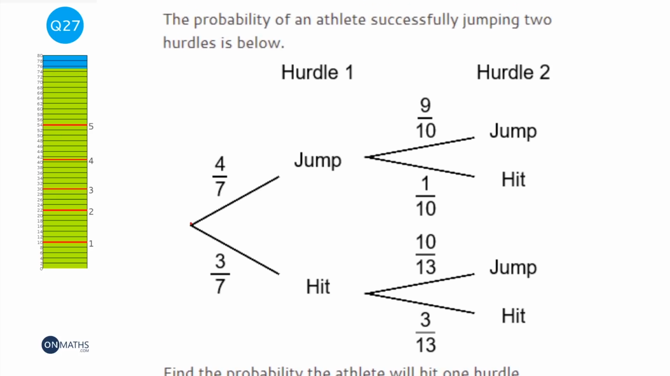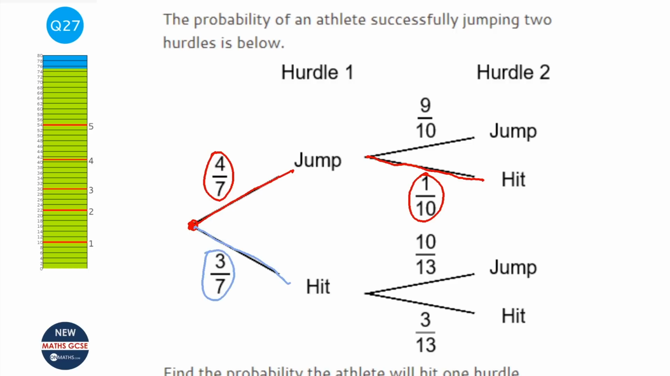Okay, so we start here, and if he jumps the first one, then we're looking at him hitting the second one, because he has to hit a hurdle. So we're looking at him hitting the second one. If, however, he hits the first one, he can't hit the second one, otherwise we'll end up hitting 2 hurdles, and it says it will hit 1 hurdle. So he has to jump the second one. So he's either going to hit the first one or the second one.